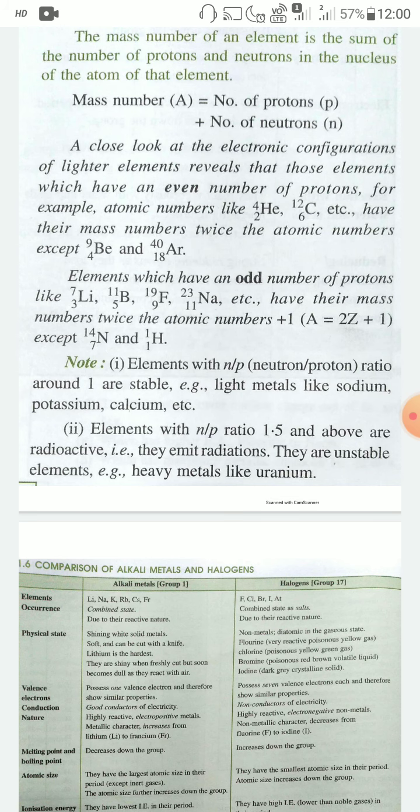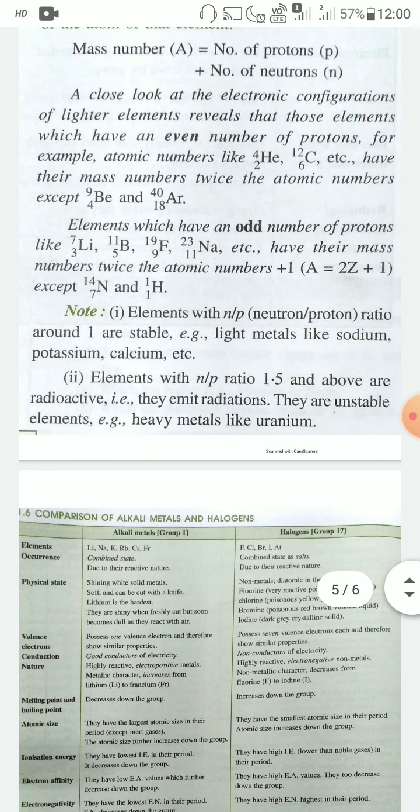Elements with neutron by proton ratio 1.5 and above are radioactive. That is, they emit radiation. They are unstable elements. They are generally heavier metals like uranium, plutonium, neptunium. These elements are radioactive because they have neutron by proton ratio greater than 1.5.